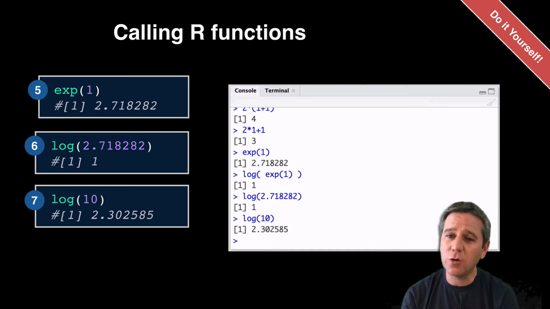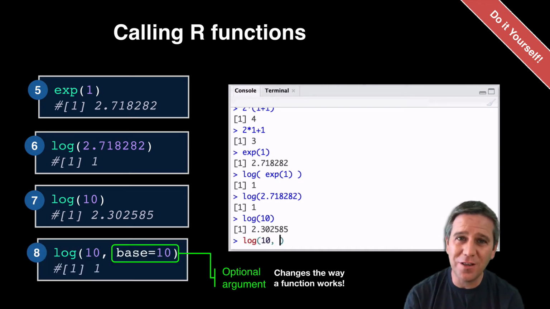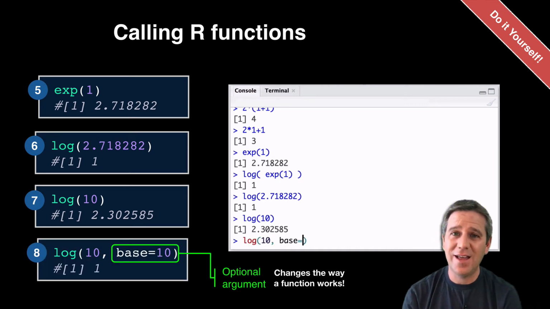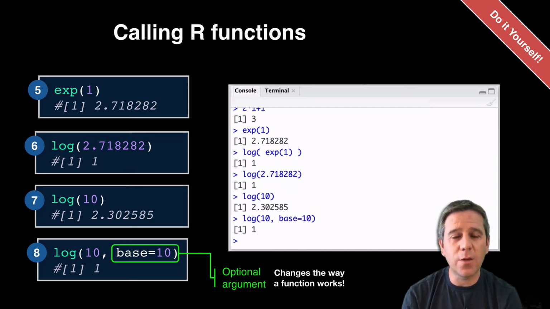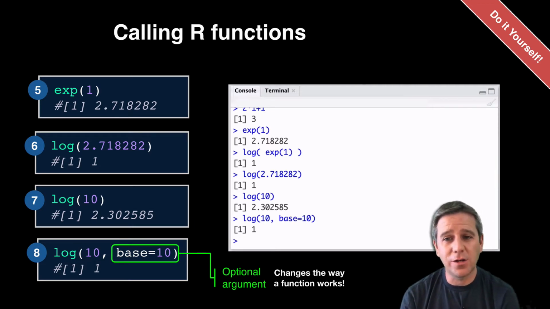I can argue with this function to make it do what I want if I wanted log to the base 10, as in this example here. So as we get more comfortable with using functions, we'll add extra arguments into them. These arguments are separated by a comma.